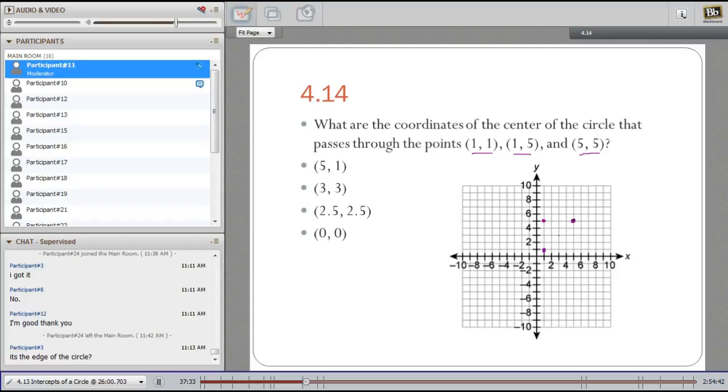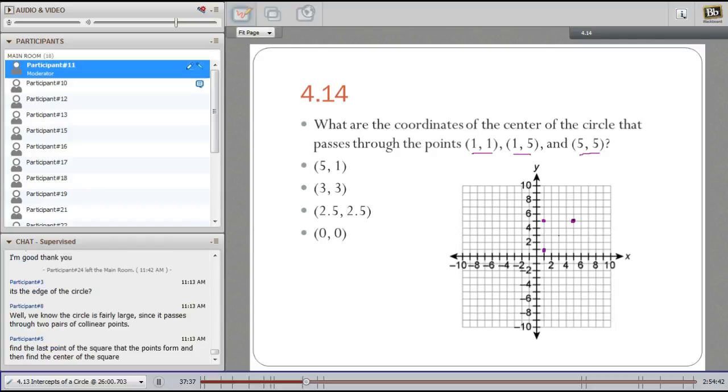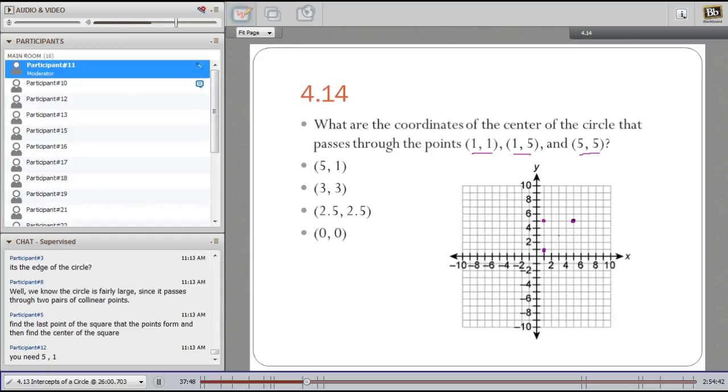Yes. So yes, Tristan, that's the edge of the circle. Okay, so Ben says find the last point of the square that the points form and then find the center of the square. Okay, I like the direction you're going there, Ben.